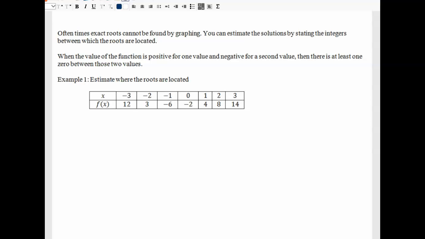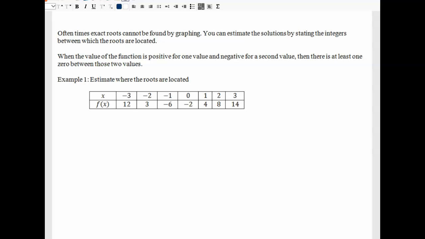So here we're given a table, and you have negative 3, 12, negative 2, 3, negative 1, negative 6, 0, negative 2, 1, 4, 2, 8, 3, 14. Looking at that table, can you really see the vertex? No, because you don't see a pattern of symmetry. But yet we're told that these points represent a quadratic. So I teach you that YA plus K table just because it will help you see that symmetric, nice parabola.